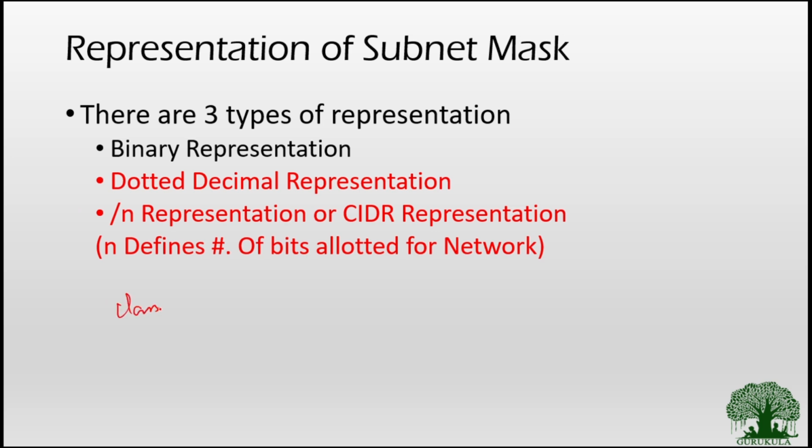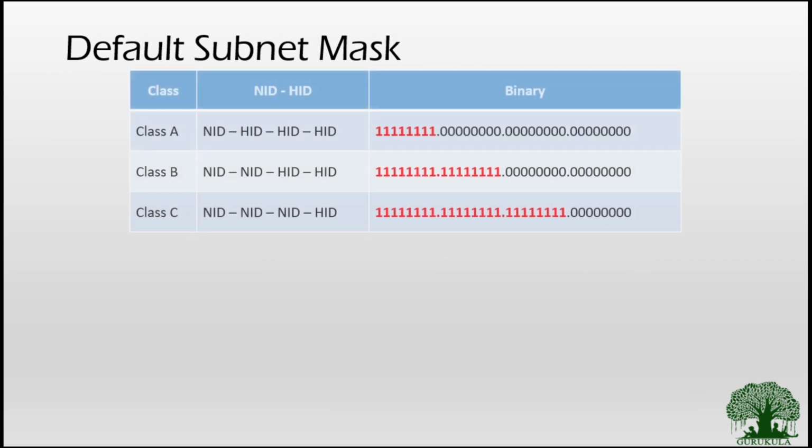Let's take an example. If it is class A, 8 bits will be allocated for network bits. So I can write any class A address like this: 10.10.1.5/8. This /8 represents that 8 bits out of this 32 bits are allocated to represent the network. We know that since it starts with 10, this belongs to a class A address, and in this class A, out of 32 bits, the 8 bits present over here are meant for representing the network.